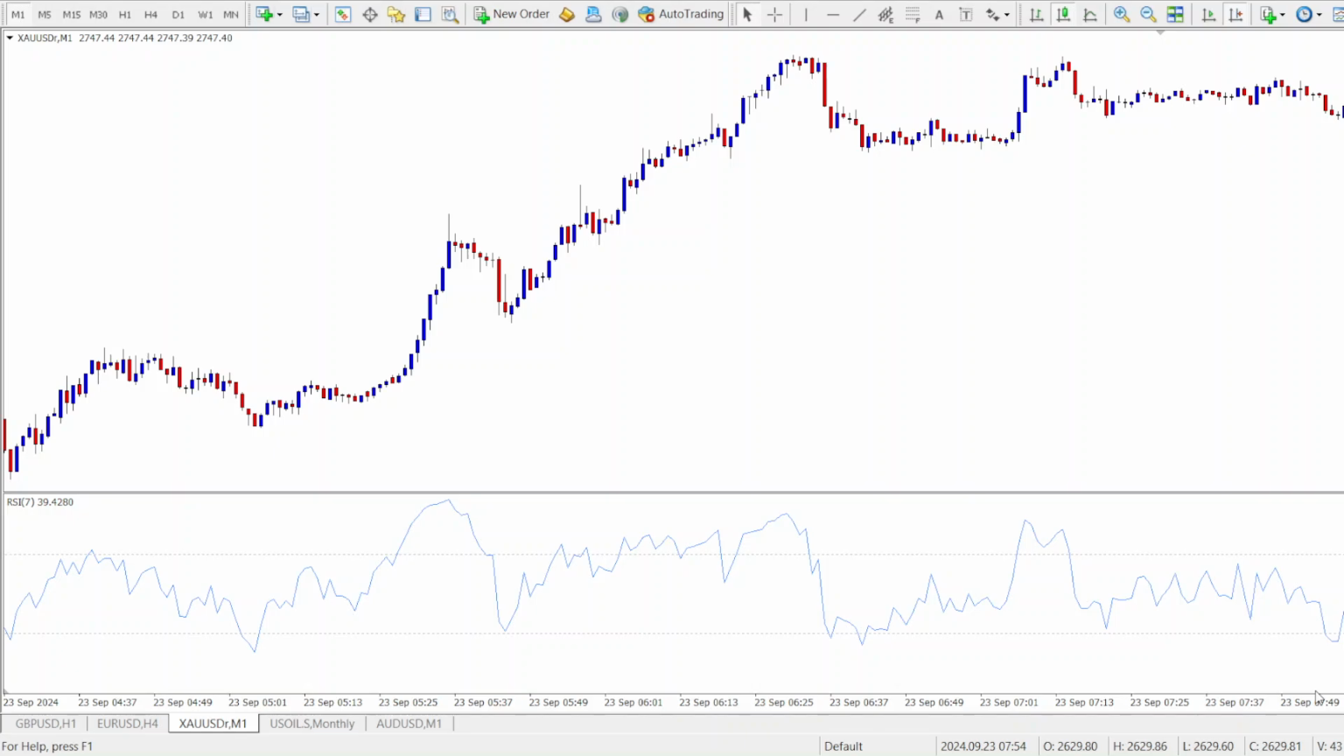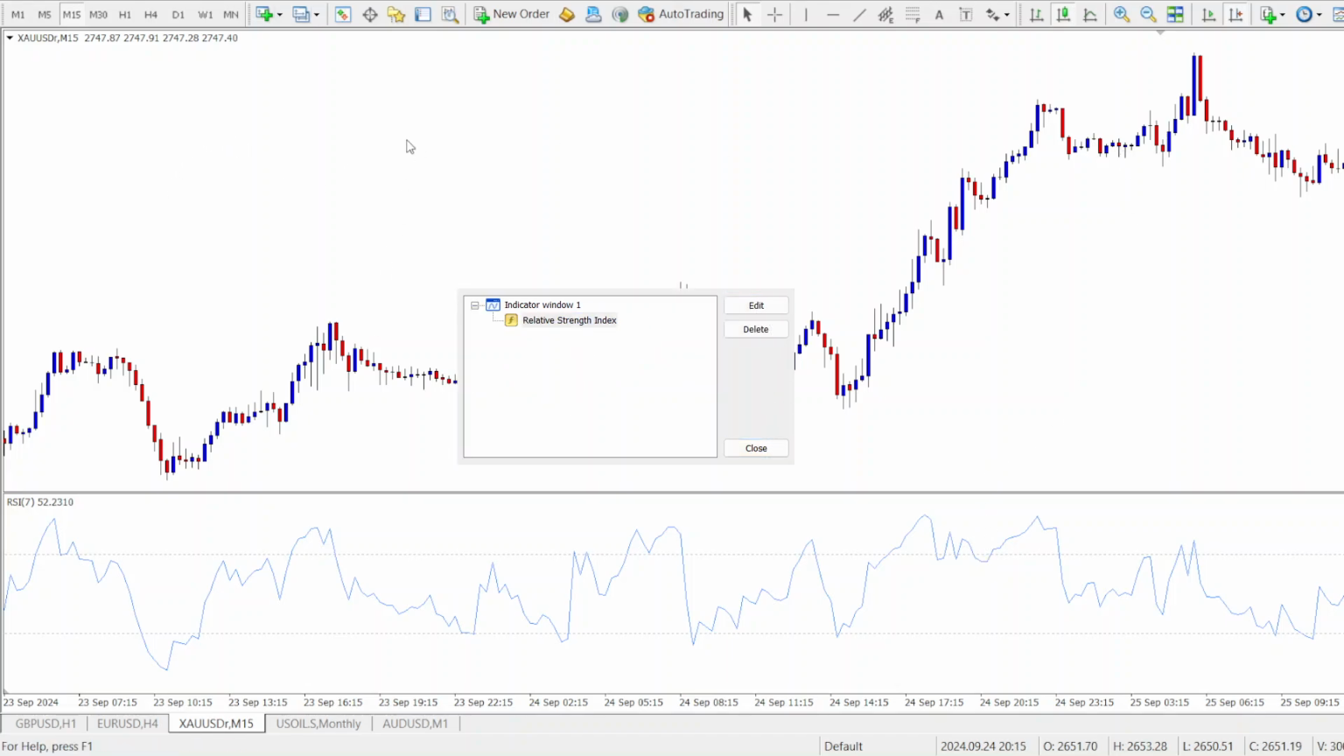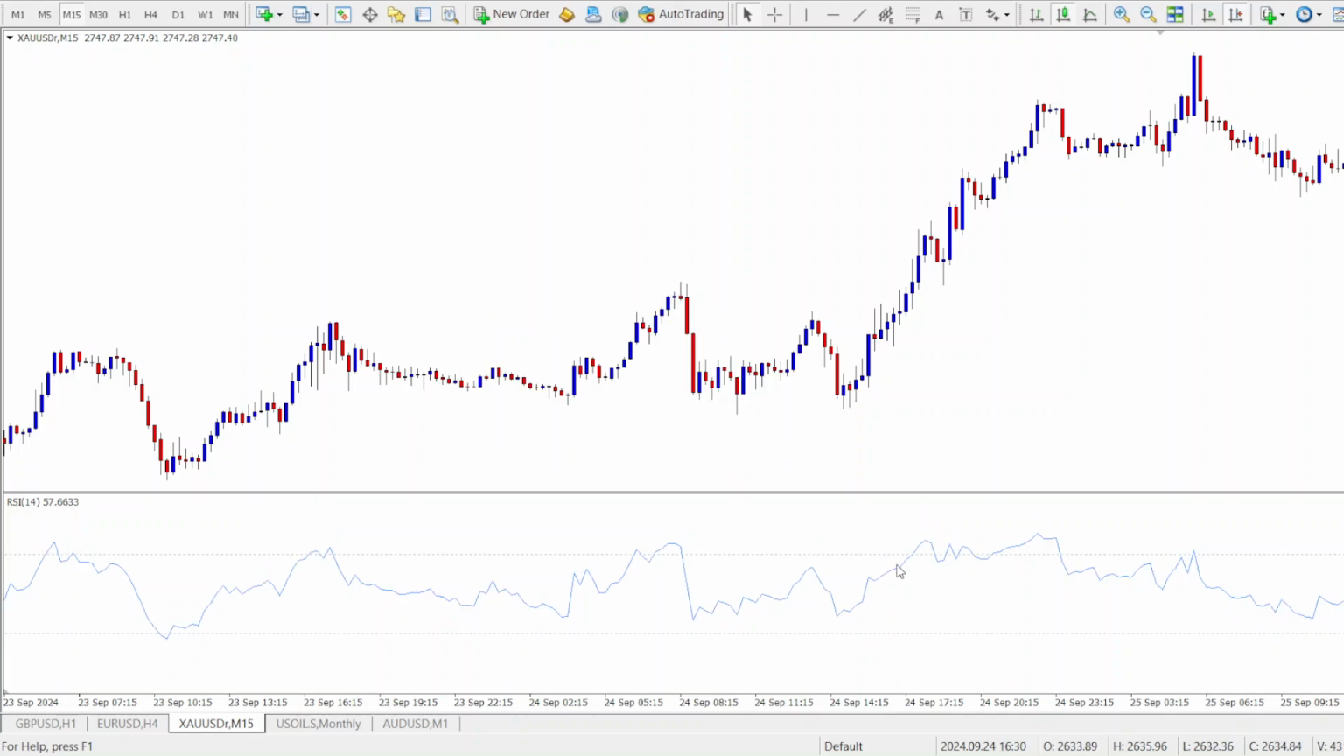But using the default settings isn't always optimal, especially on a 15-minute chart. On a 15-minute chart, you might want to tweak the settings a bit. So what are the best RSI settings for a 15-minute chart? The standard setting is usually 14, as we can see. Let me open it. I'm just going to reset this. The standard setting is 14. You can see, right?